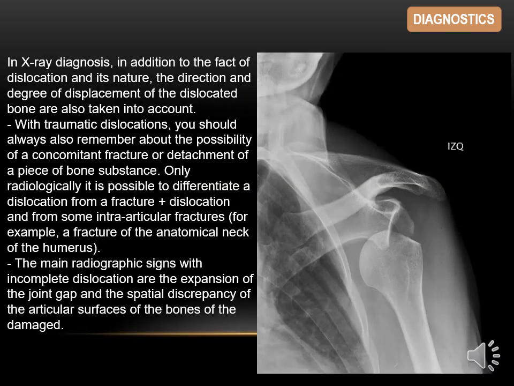Here on this slide we see a radiograph of the shoulder joint in a direct projection, and here we see a dislocation of the shoulder. That is, the articular surface of the scapula and the articular surface of the head of the humerus are not in contact.